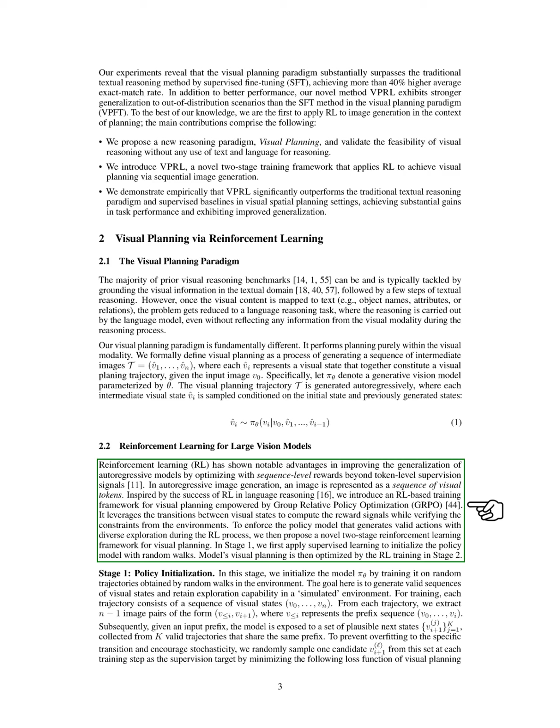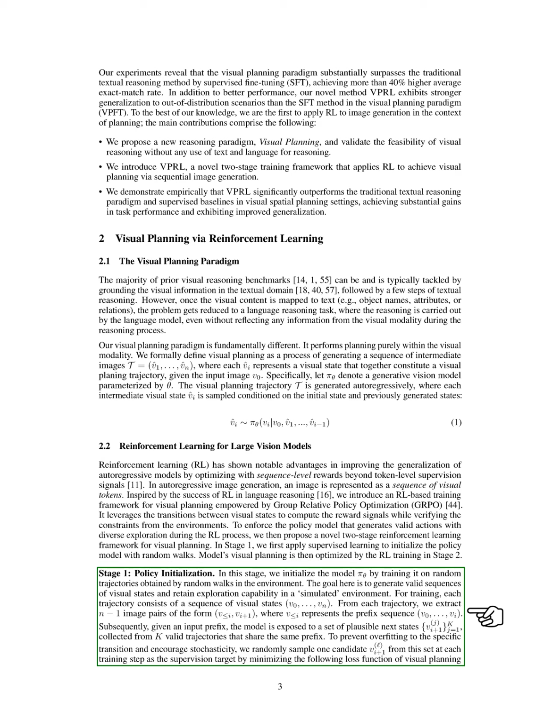In our visual planning framework, we adopt an RL-based training method supported by Group Relative Policy Optimization, GRPO. This method uses transitions between visual states to calculate rewards while ensuring that we meet environmental constraints. To encourage our policy model to generate valid actions and explore diverse options during the RL process, we introduce a two-stage framework. In Stage 1, we initialize the policy model by training it on random trajectories created through random walks in a simulated environment. Here, we aim to produce valid sequences of visual states while maintaining exploration capabilities. Each trajectory consists of a series of visual states, and we extract pairs of images to train the model on plausible next states.